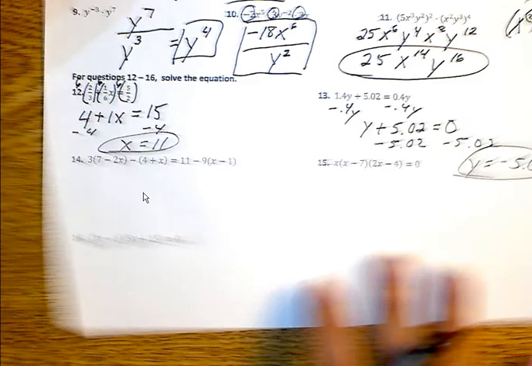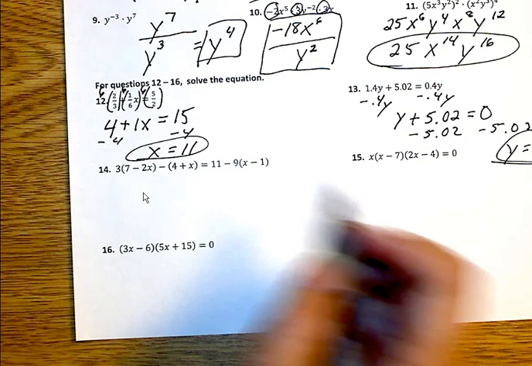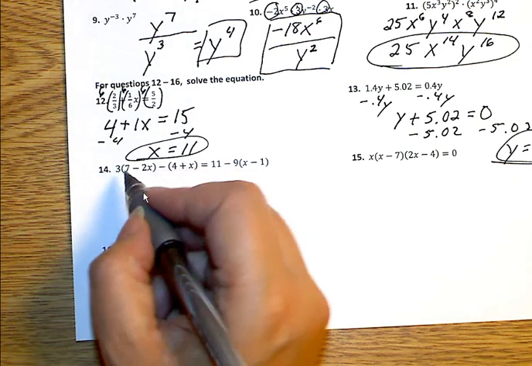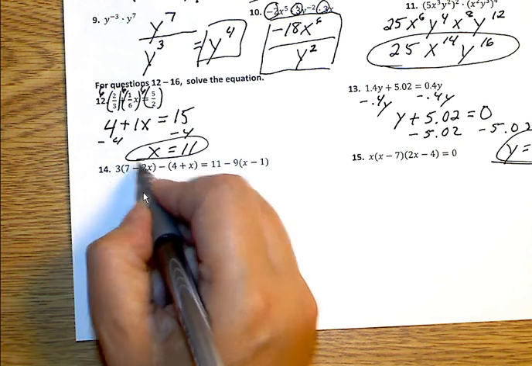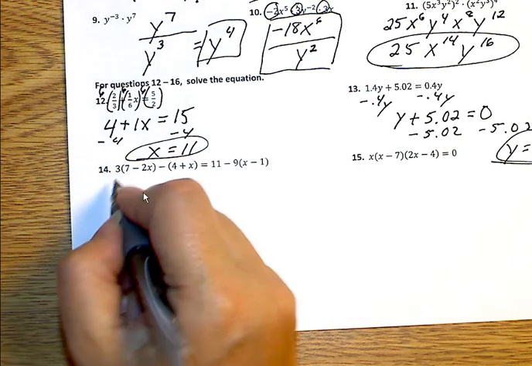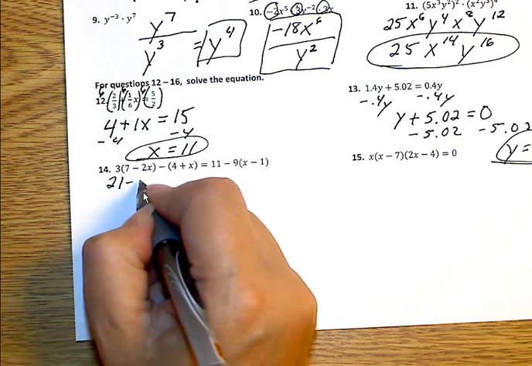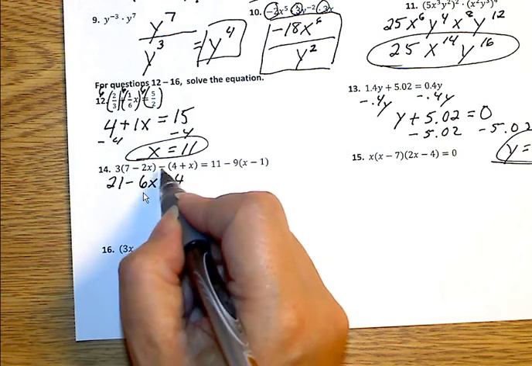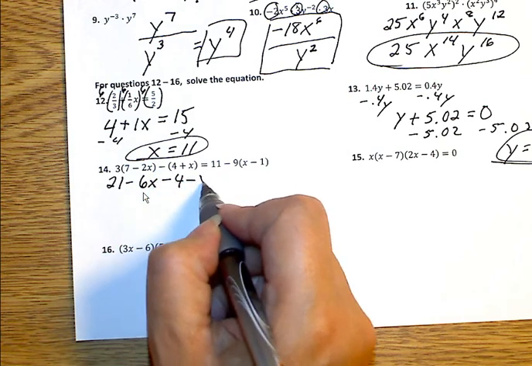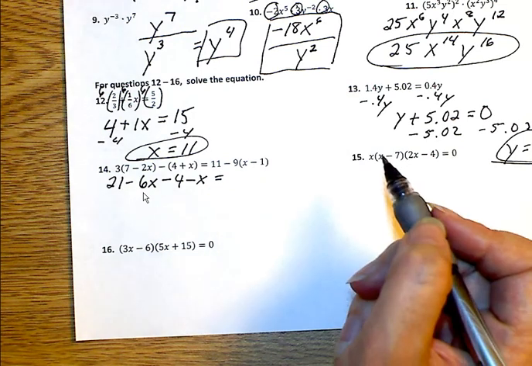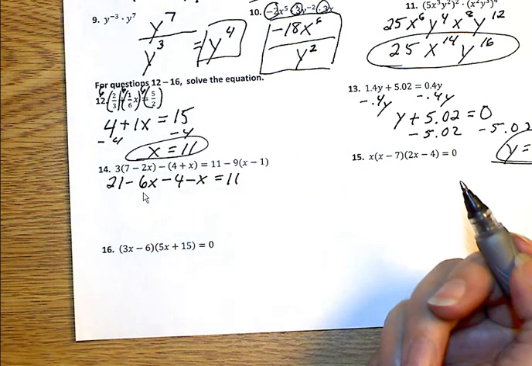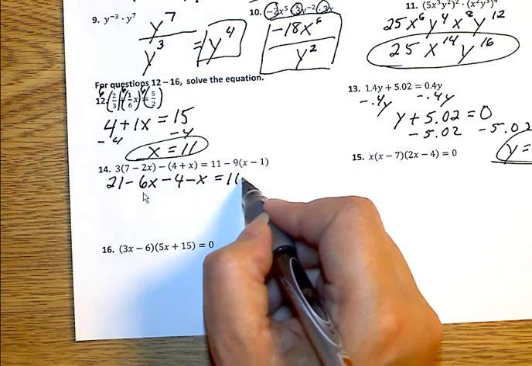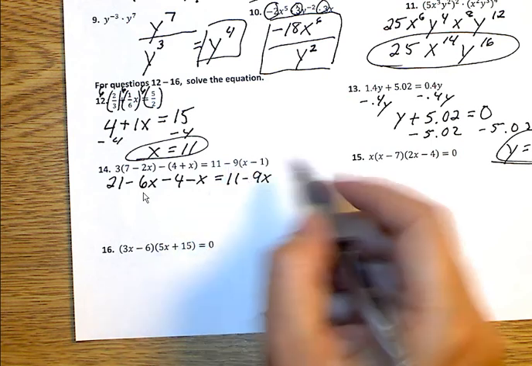All right, 14. The first thing you want to do is distribute. So we have distribution: 3 to the 7 and 3 to the negative 2. So I have 21 minus my 6x. Negative times my 4 is a negative 4. Negative times x gives me a negative x. Bringing down my 11 because we're not doing anything to it. What do I have to distribute? Negative 9. So I'm going to distribute the negative 9. Negative 9x. Negative negative is a positive 9.